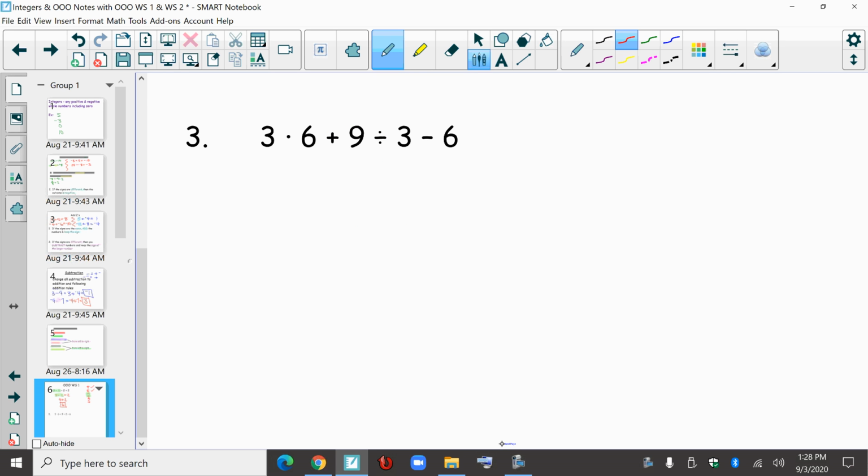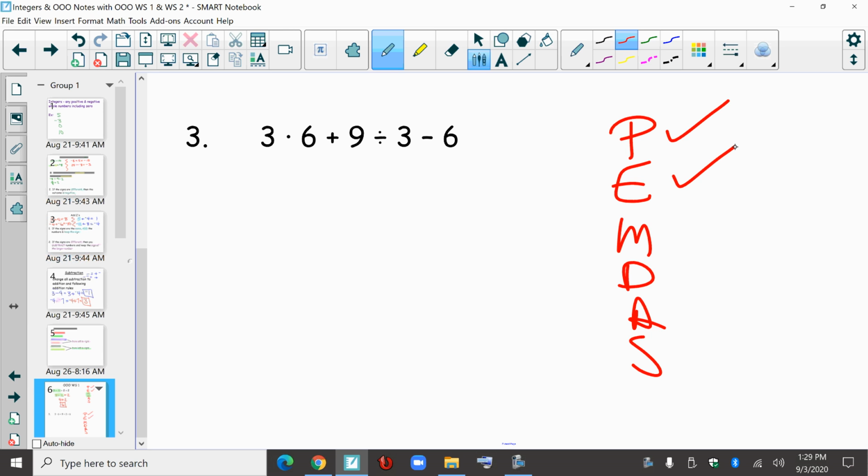Number 3. Again, we're still going to use PEMDAS here. So I'm going to write that down again so you see it. Do I have any parentheses? No, I do not. Do I have any exponents? No, I do not. So now I need to do multiplication or division from left to right. So the very first thing I see is 3 times 6. So 3 times 6 is 18.